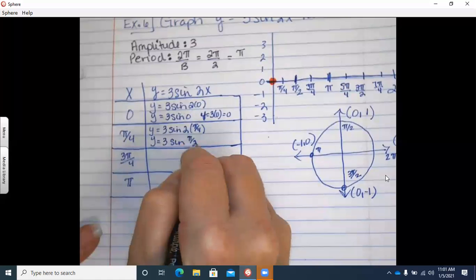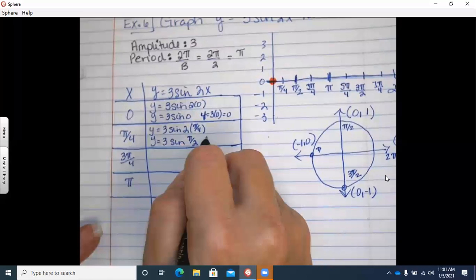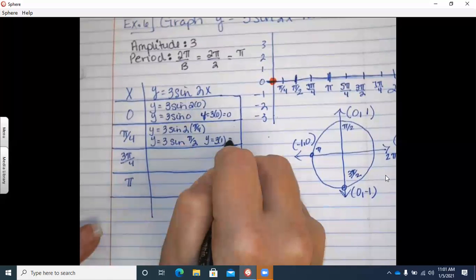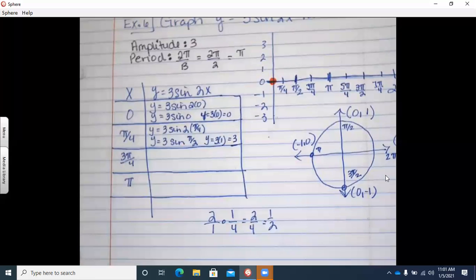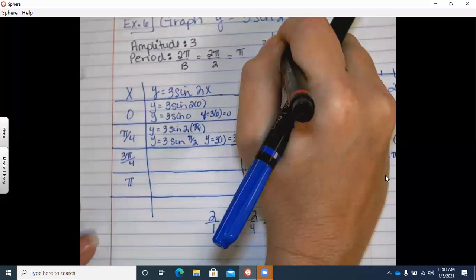Well, what's the sine of pi halves? 1. So that's going to be 3 times 1 is 3. So at pi fourths, we go to our highest point on the graph, which is 3.